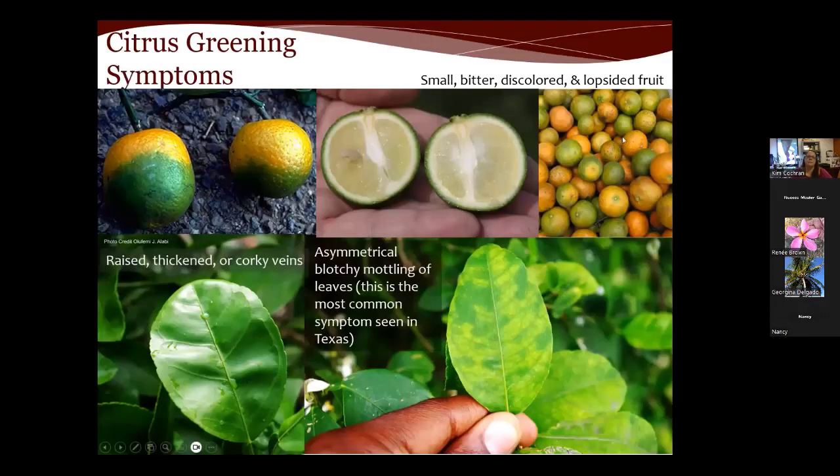Some common symptoms include small, bitter, misshapen, discolored, just weird looking fruit. Also raised or thickened looking veins, and an asymmetrical mottling of the leaves. Mottling is just irregular coloration. You can see that in the bottom right picture where it's too light, almost yellowish, and then kind of a more regular green. There's no even pattern. It's very irregular. And this is the most common issue that we see here in Texas.